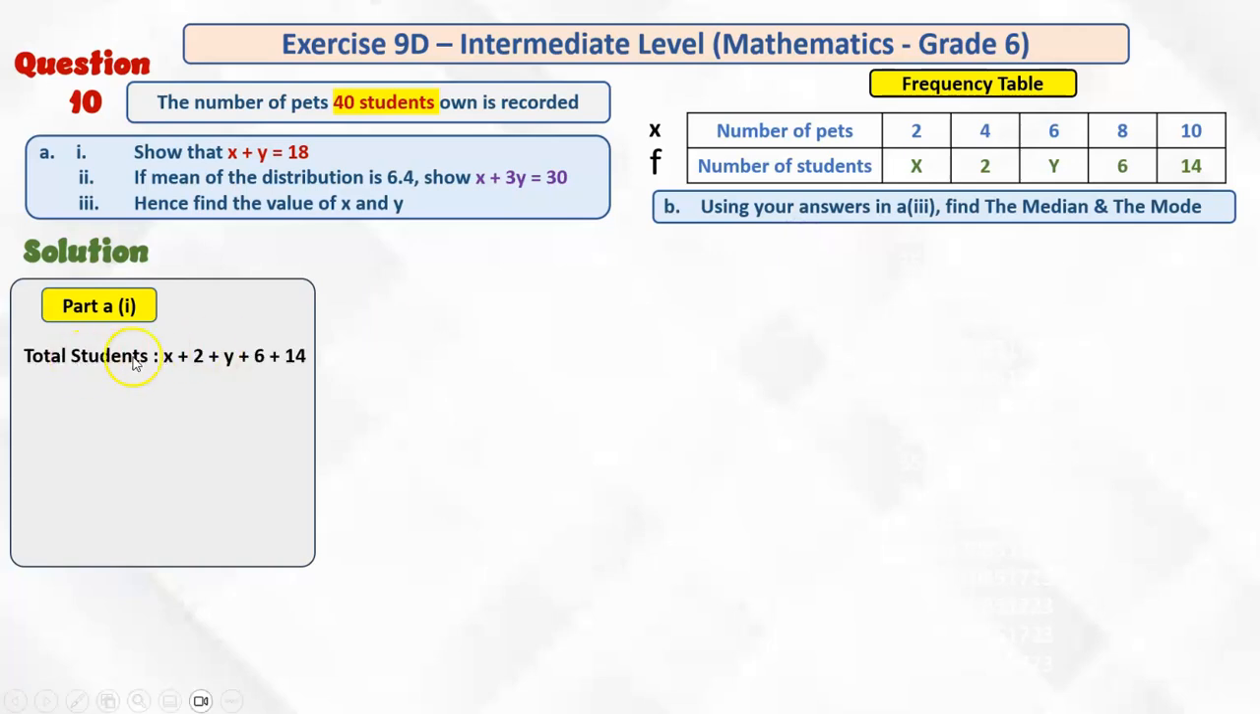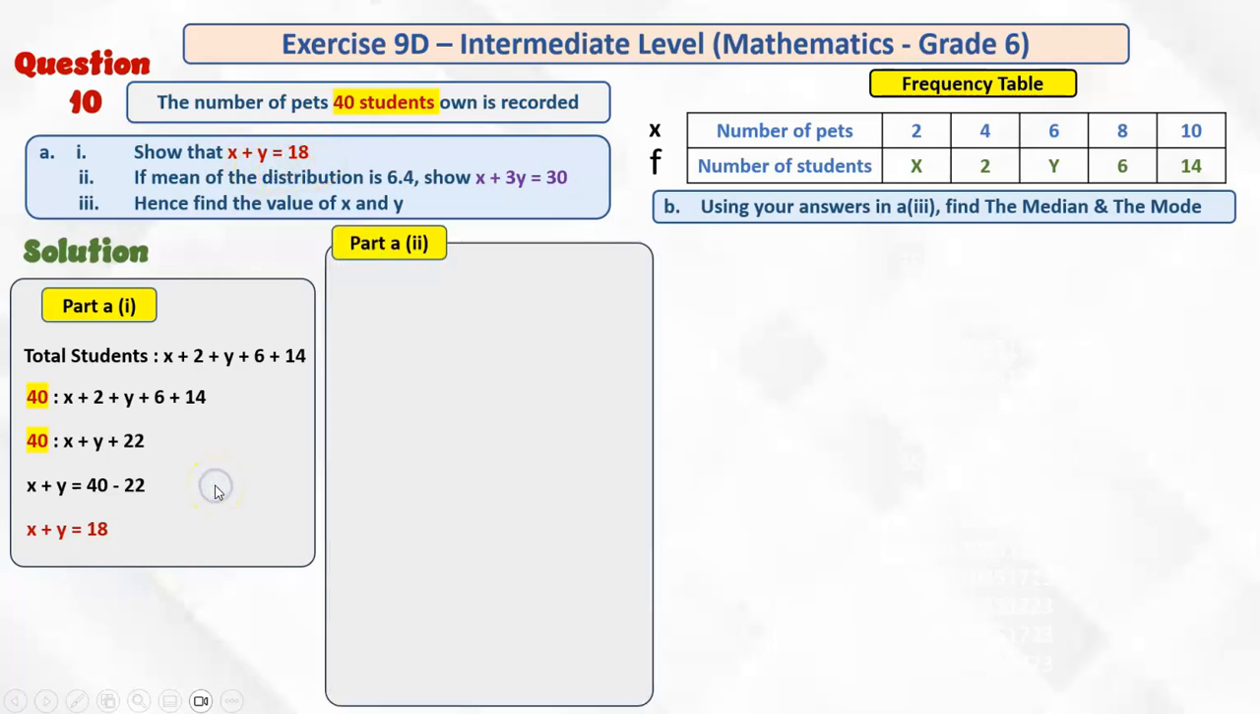We know that the total number of students is x plus 2 plus y plus 6 plus 14, and we also know that the total number of students we are talking about is 40. So putting those values in, 40 is x plus 2 plus y plus 6 plus 14, and solving this gives us 40 equals x plus y plus 22. x plus y is equal to 40 minus 22, and finally x plus y is equal to 18, which we needed to show.